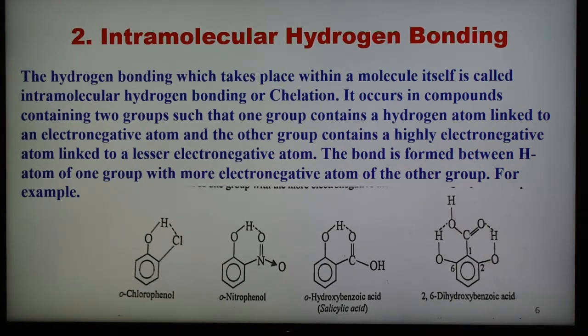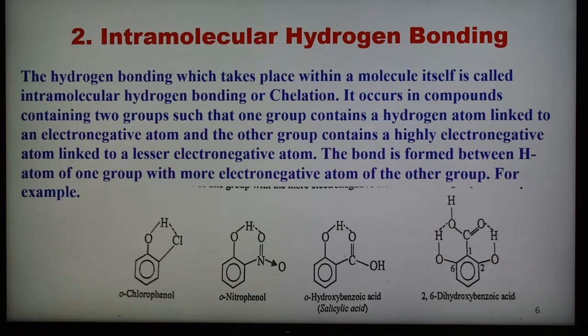It has negligible effect on the properties of the compound. Compounds having electron withdrawing groups and a hydrogen atom near each other show such bonding. Some examples are shown, that is salicylaldehyde, orthonitrophenol, chlorophenol. These are the examples shown here.